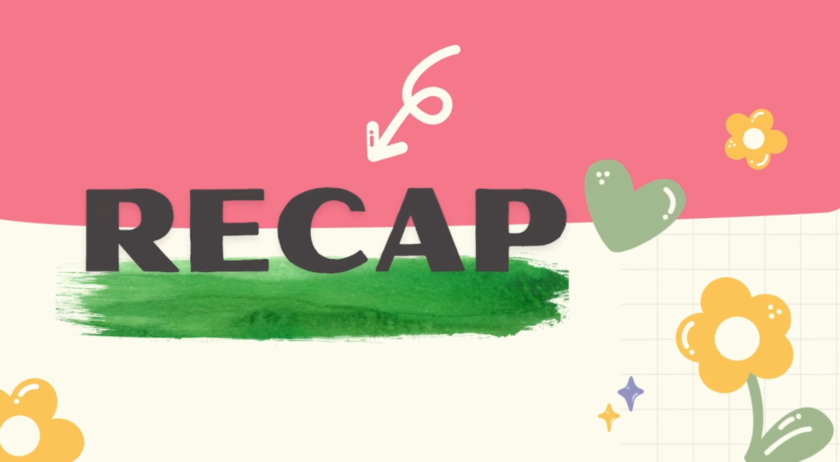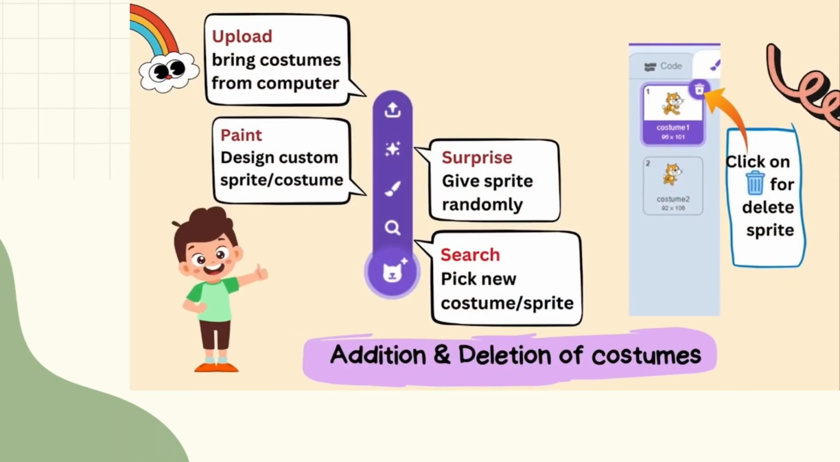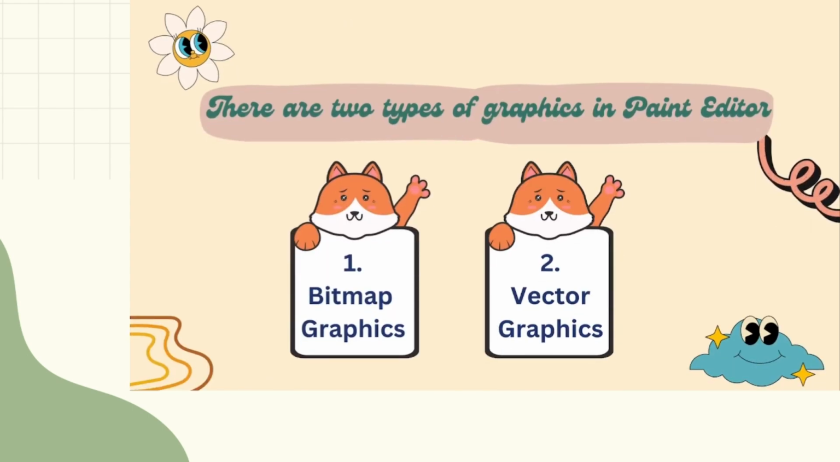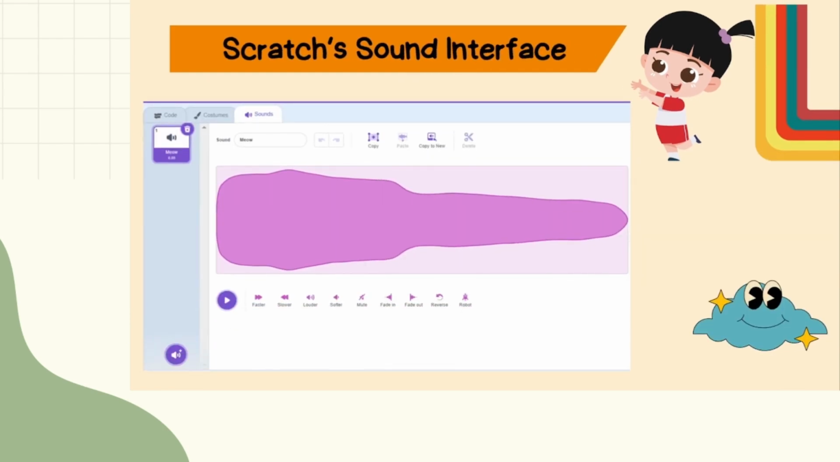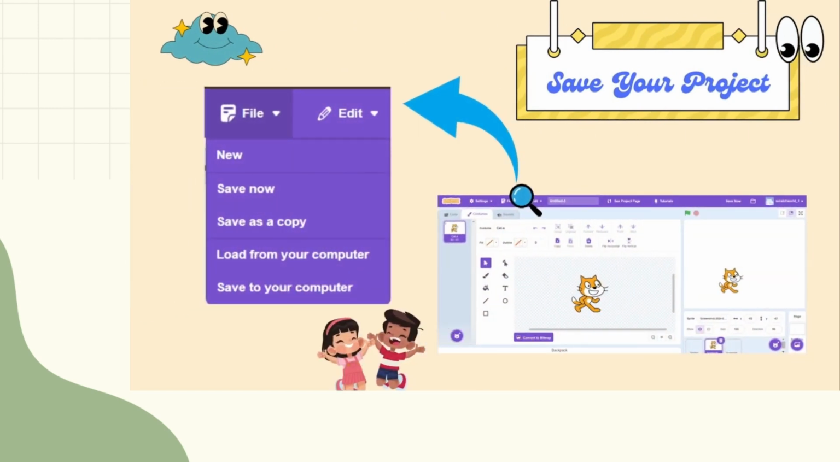So before moving ahead, let's have a recap as we always do. In our earlier video, we studied how we can add and delete different costumes and sprites. Then we studied the two major types of graphics, bitmap and vector. The other thing was the Scratch sound interface, and then we saw how we can save our project. Do you remember what we created in our last video? I hope we were making that dinosaur and changing the colors. I hope you did that and things were very clear to you.